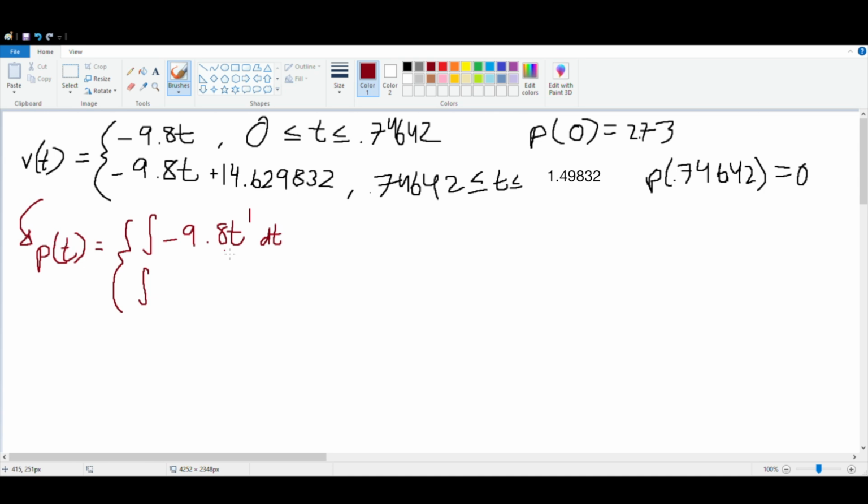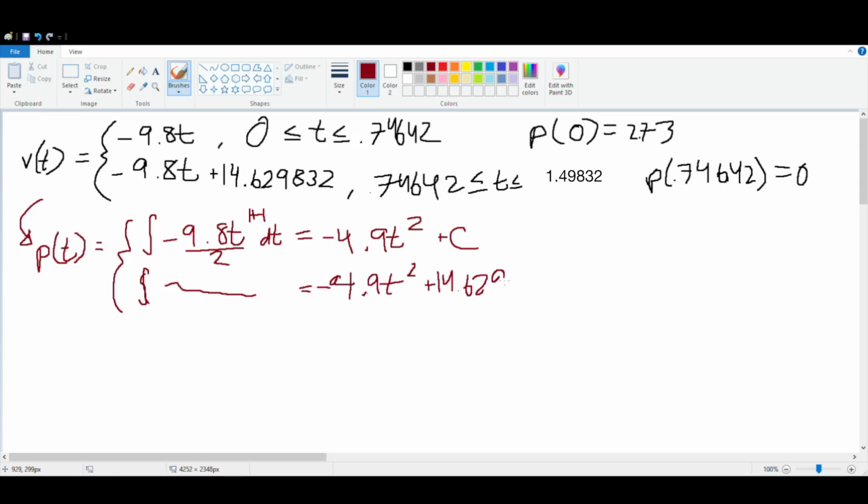To do that, we add 1 to the power of the variable, and we divide by the number that the power is. So in that case, 1 plus 1 is 2, so we divide the negative 9.8 by 2, and that becomes negative 4.9 t squared plus c. We can never forget the c. So the second half is the same thing, and it becomes negative 4.9 t squared plus 14.629832 t plus c.